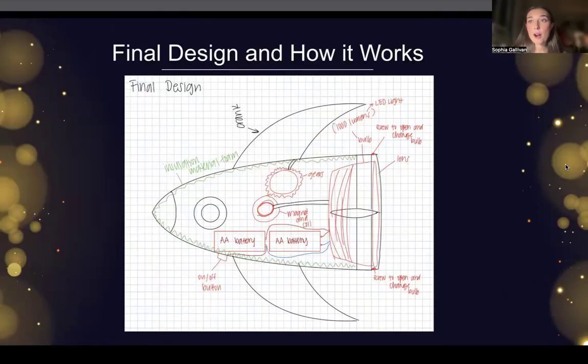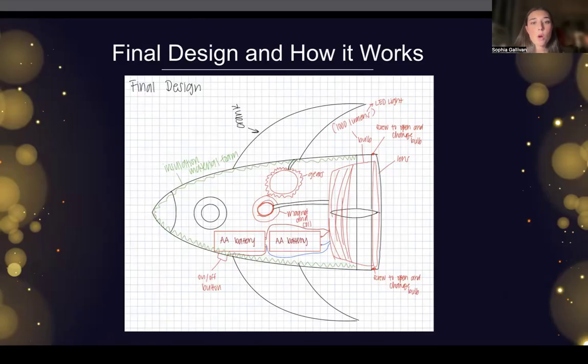Our final design and how it works. Our final design is an adaptive redesign, which means that it has similarities but also new product design. Ours has almost the same design, but with one LED light instead of two batteries, an added rocket look, and screws for easy replacement of batteries and the light bulb.